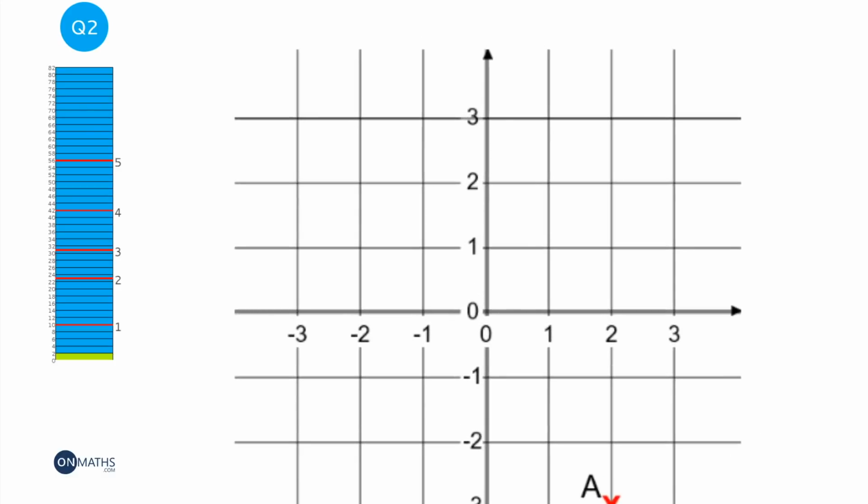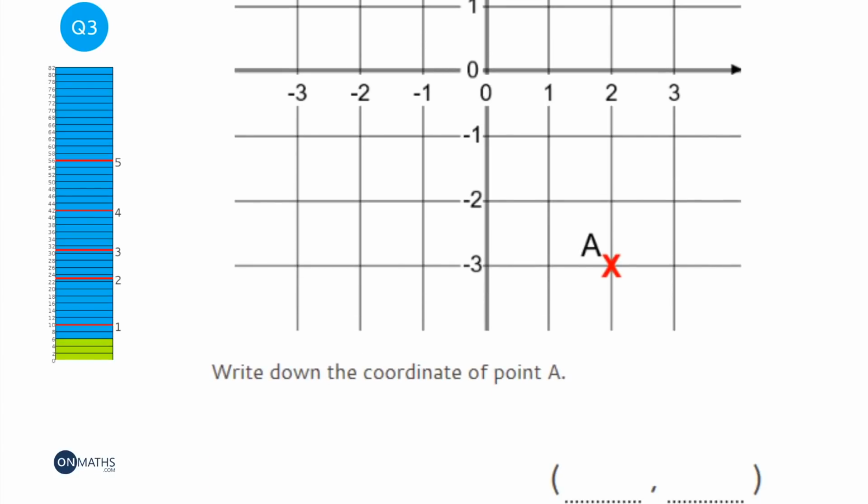So to find a coordinate, it's really simple. There's only one mistake really that people make. The first thing to do is find out what the x coordinate is. So the x coordinate is 2. And so the first coordinate is 2. Then find out what the y coordinate is. So the y coordinate is -3.